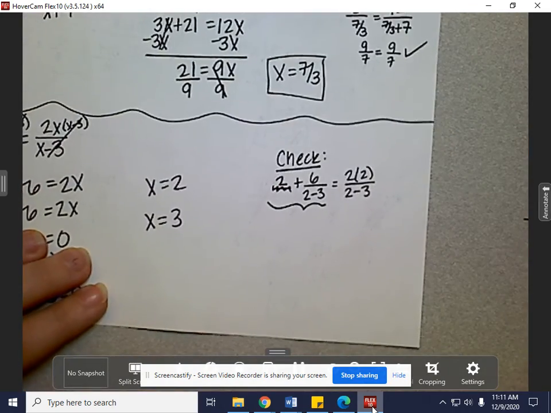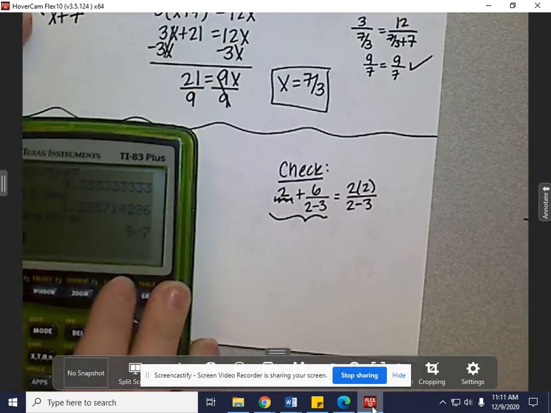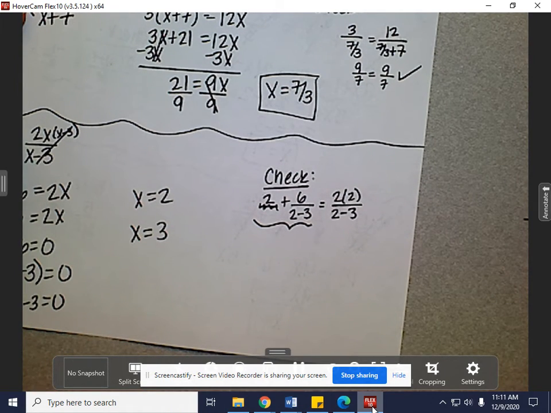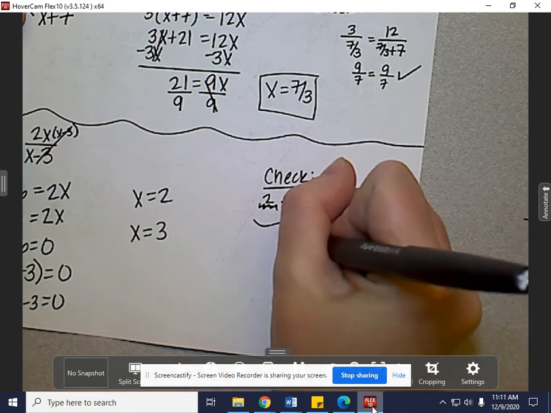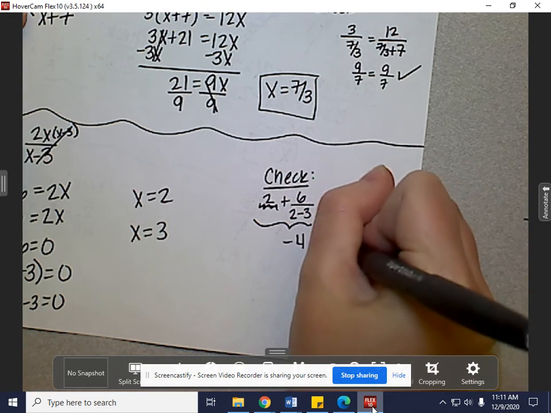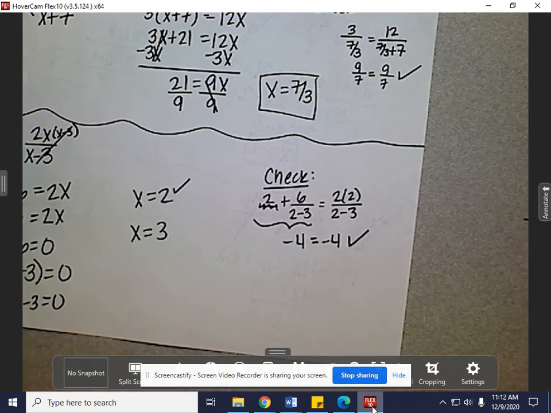Oops, sorry. Paper's getting a little rowdy here. Well, that's 6 just divided by -1, right? Plus 2. This side comes out to -4. And then over here, I have 4 over -1, which is -4. Okay, so 2, we're good.